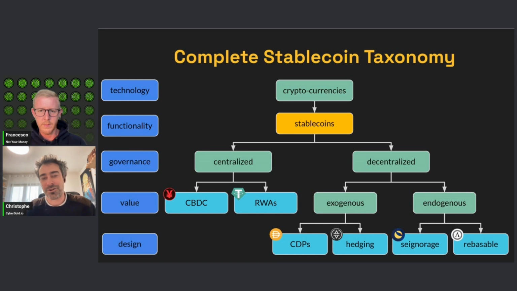So here on the picture you can see the CDP, the hedging, senior hedging, reversible. So four different designs for decentralized stablecoin. So why is decentralization important?